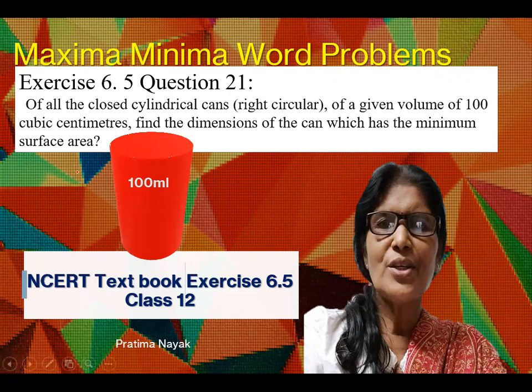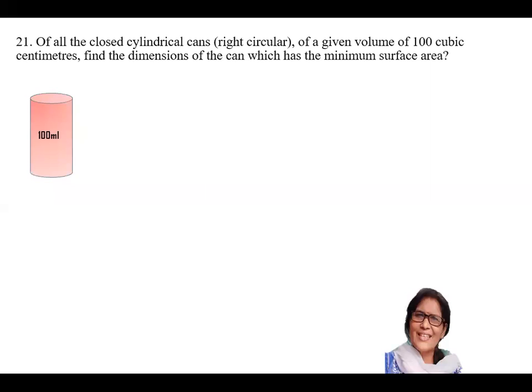We'll do one more question from maximum minima, application of derivative, class 12. It is question number 21. Let us read the question. Of all the closed cylindrical cans, right circular cylinder, of a given volume of 100 cubic centimeters, find the dimensions of the cylindrical can which has the minimum surface area.